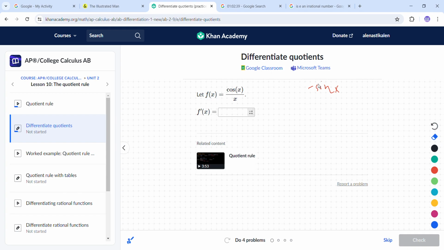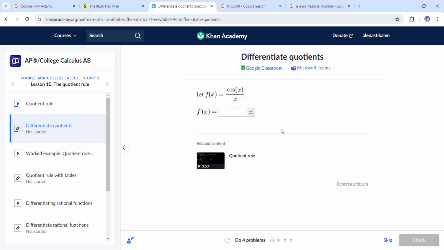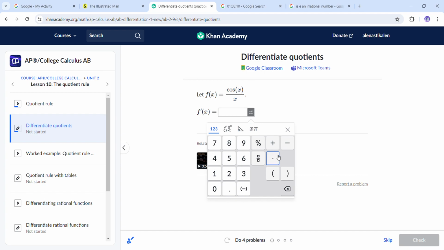Actually, no, let's write x first, right? Negative x sine of x minus, not a plus one like we had in the power rule formula. So now it's just cosine of x over x squared. We have to square the denominator. Is there a way to simplify this? I don't think there is. So we're just gonna write it like we have it here. Let's go fraction.